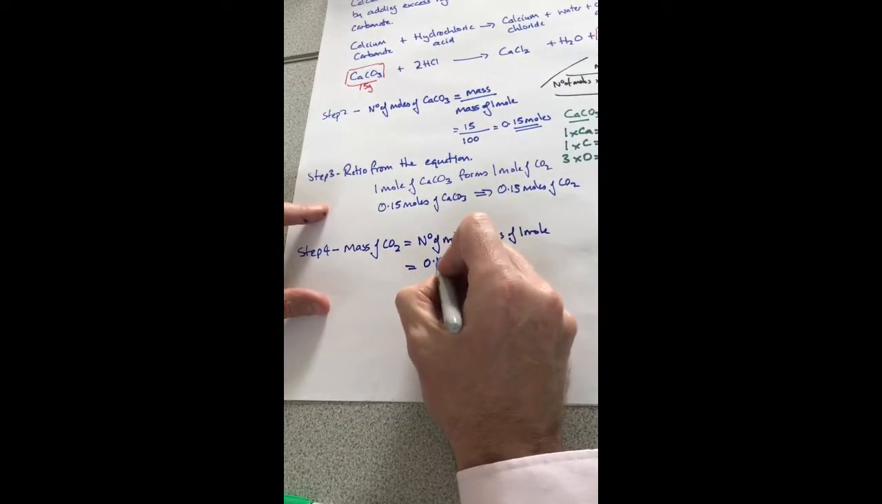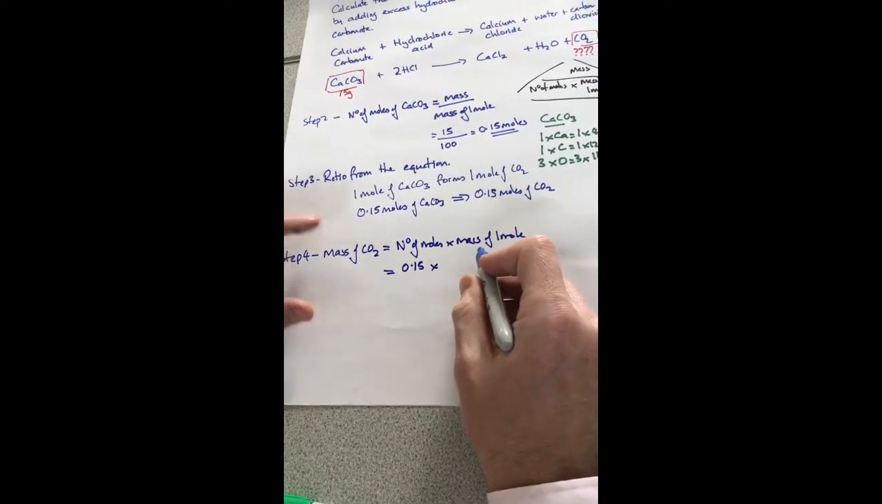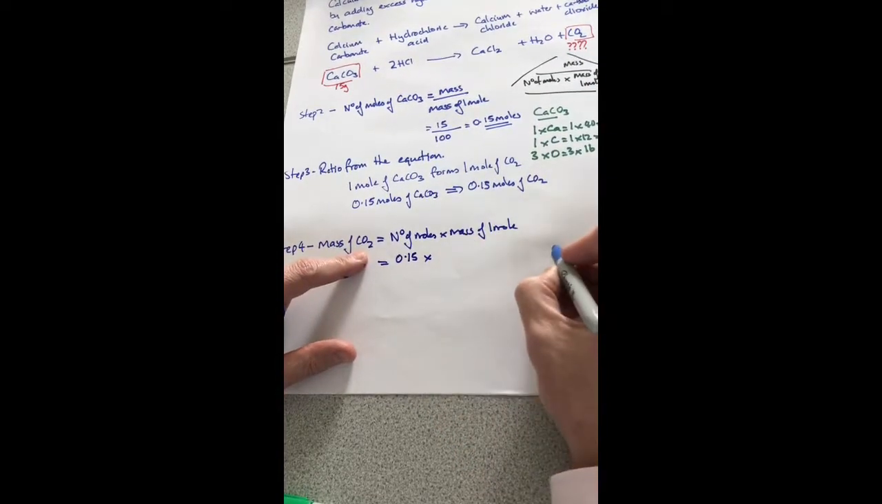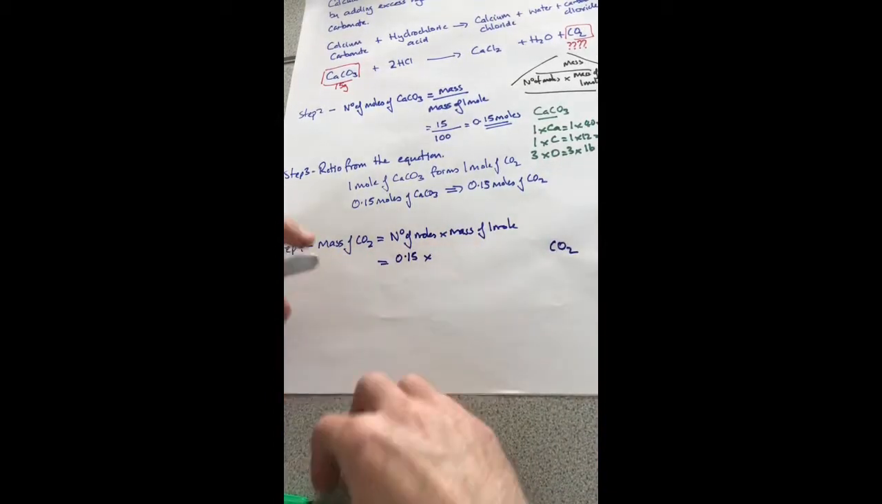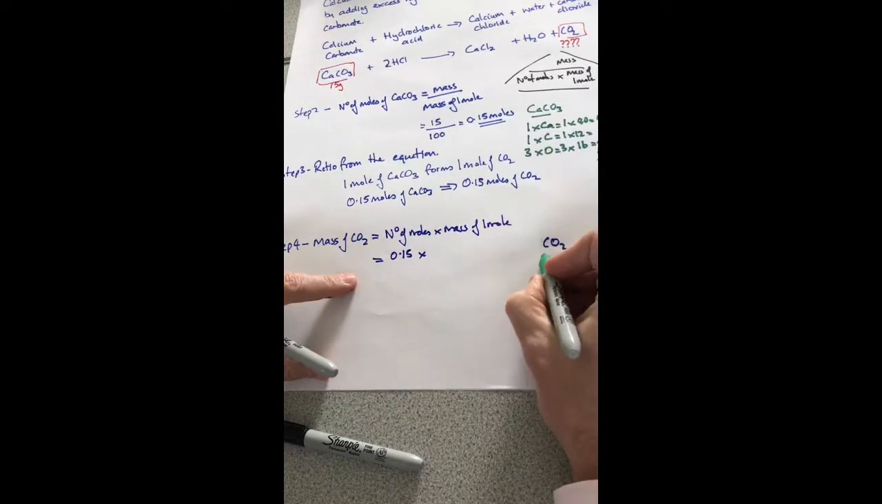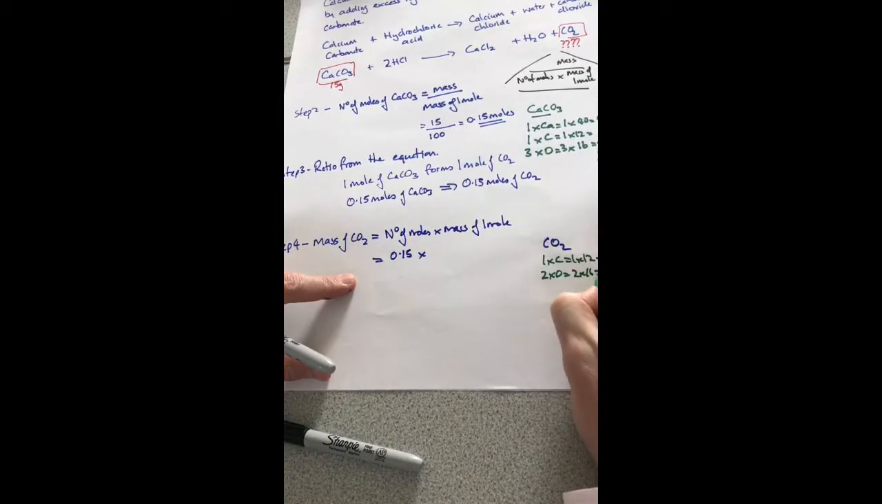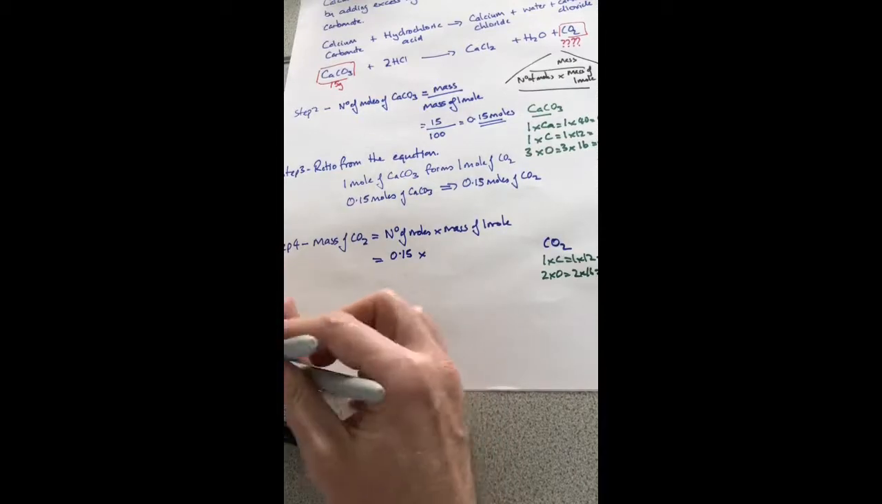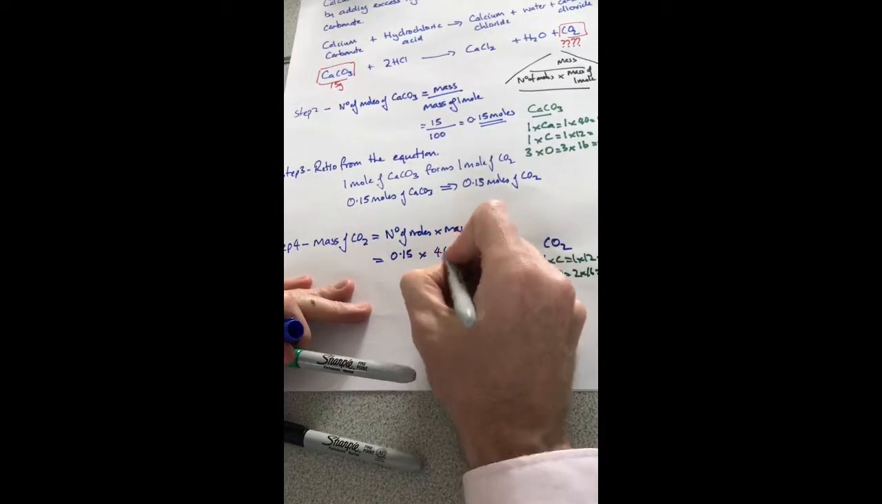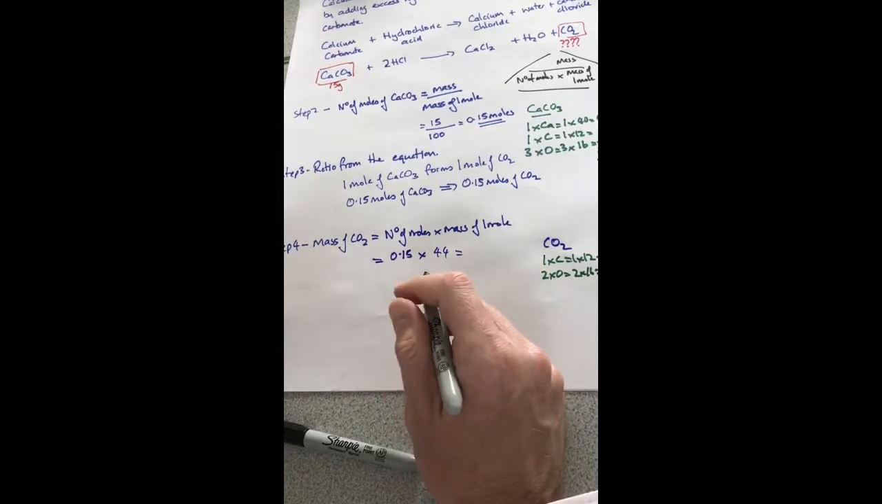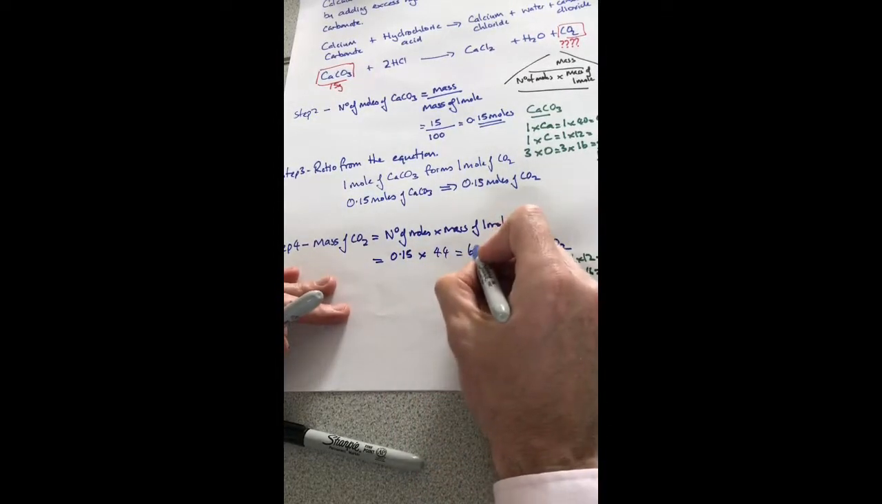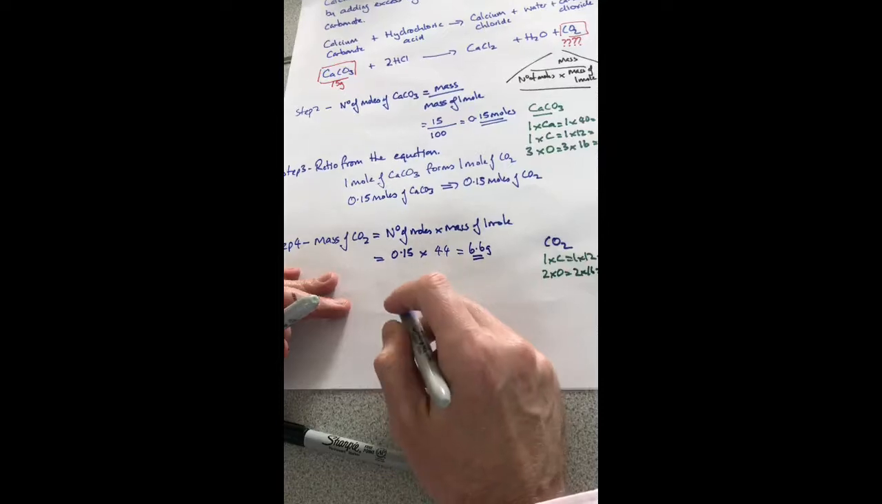So number of moles is the 0.15 that I calculated in my previous step. Mass of 1 mole, I've got to do the same thing again. So over here, let's go back to green. I should have done it in green. There is 1 carbon and 2 oxygens. So that's 1 times 12 is 12, 2 times 16 is 32. Add them together is 44. So the mass of 1 mole of carbon dioxide is 44. You work those out, and I did it earlier on my calculator, and it is 6.6 grams.